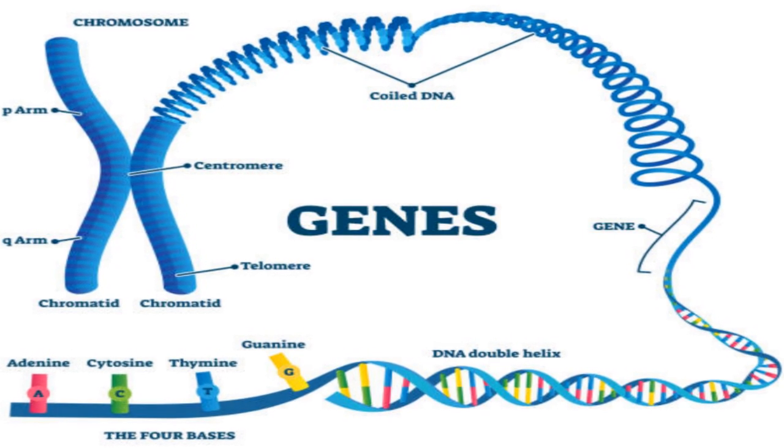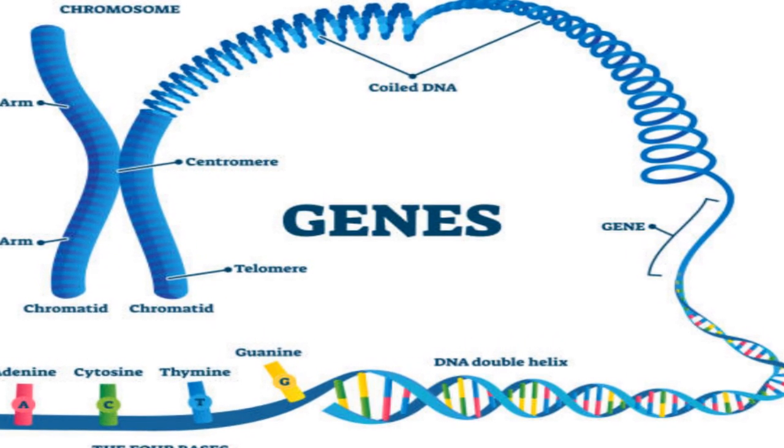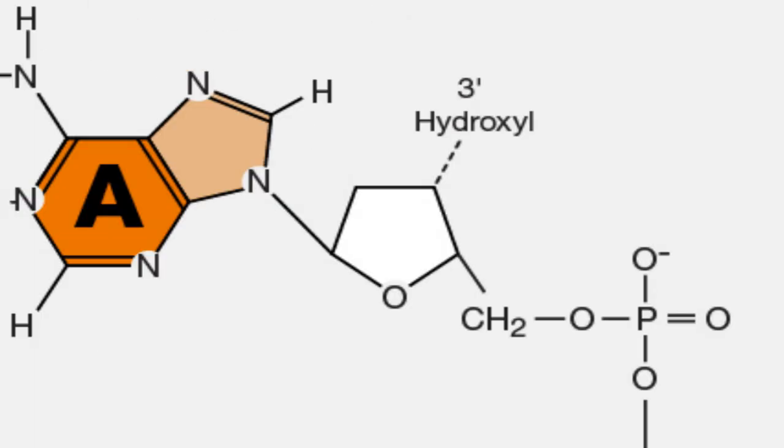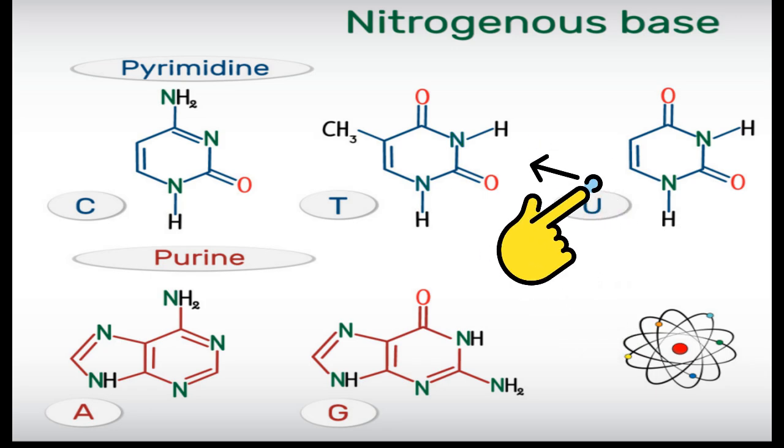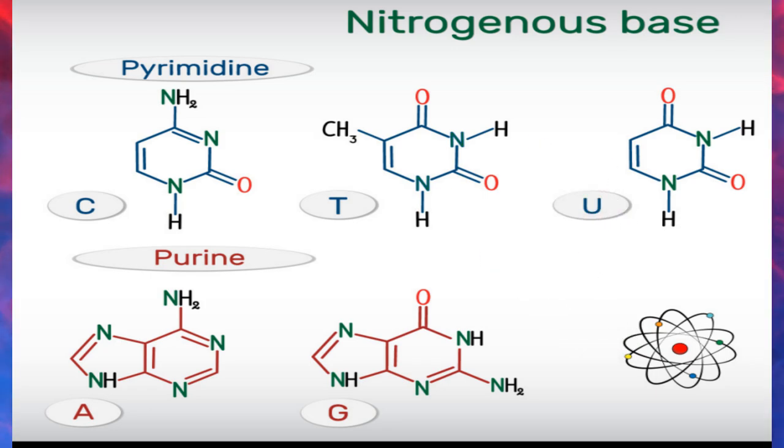their haploid DNA. Let's recall the basic unit of DNA, the nucleotides. Each nucleotide has three parts: a nitrogen base, a deoxyribose sugar, a phosphate group. There are two types of nitrogen base, purines and pyrimidines. Purines having adenine and guanine. Pyrimidines are cytosine and thymine. In RNA, thymine is replaced by uracil.